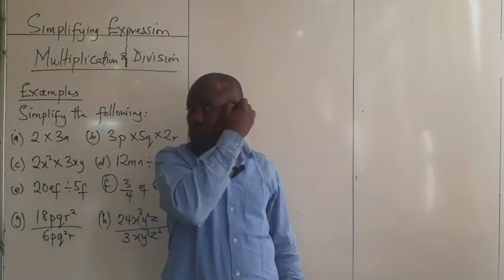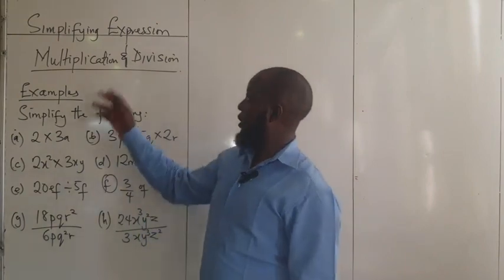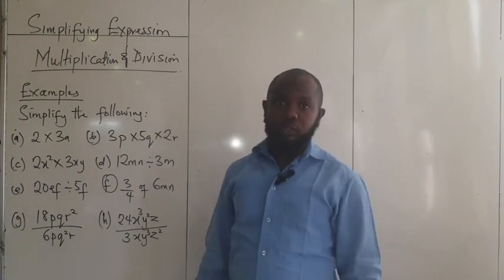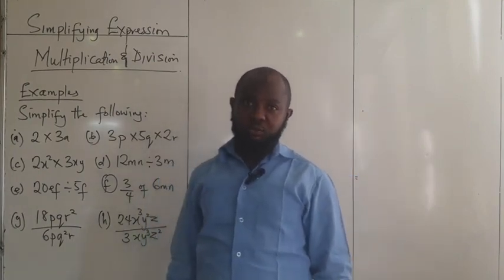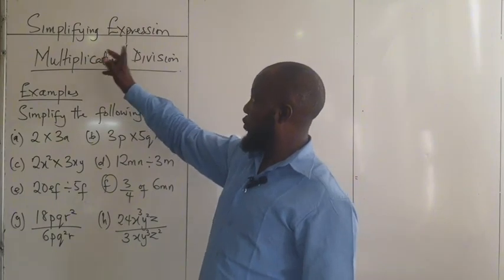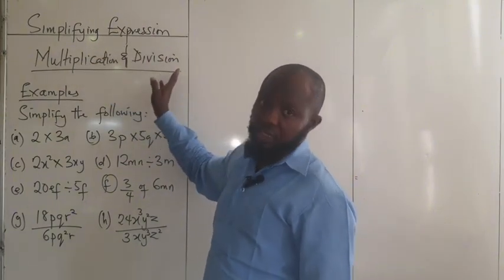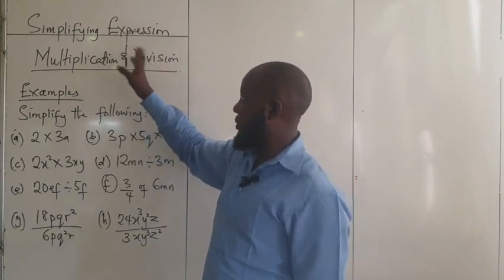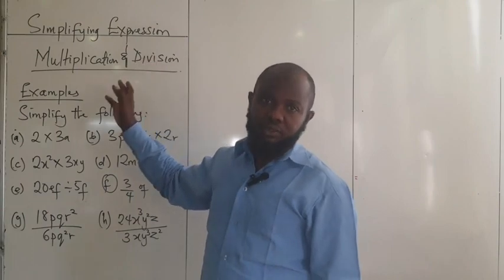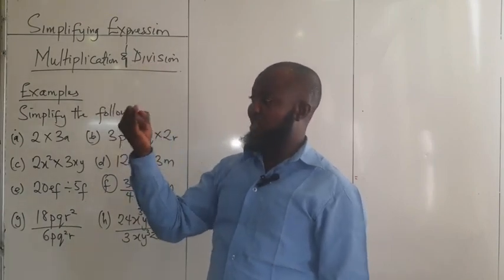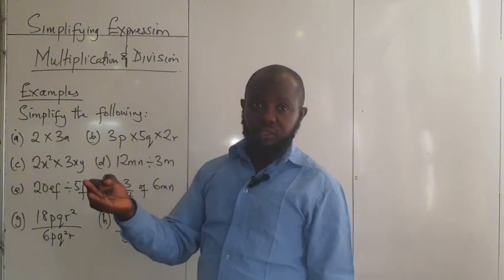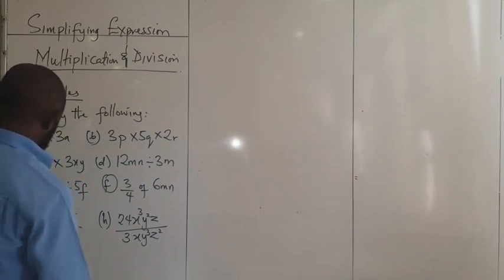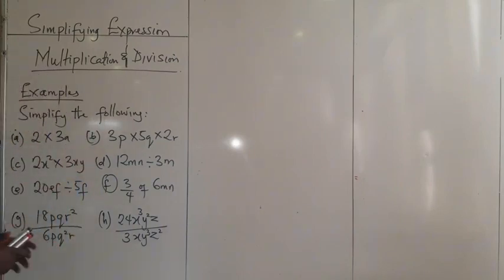So we continue from where we stopped in our last video. We are still on algebraic processes. Here we are looking at simplifying expressions, which also means simplifying algebraic expressions. In our last video, we looked at addition and subtraction. Today we are looking at multiplication and division of algebraic terms. I've explained what algebraic terms are, the coefficients, variables, and expression. I'm going to look at these examples to explain it in detail.